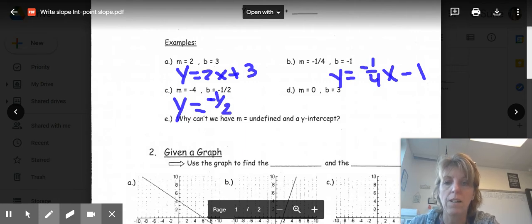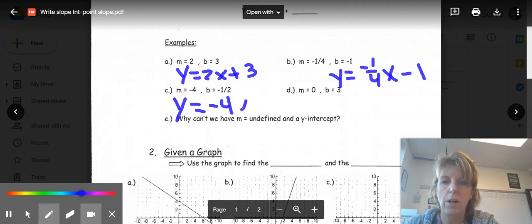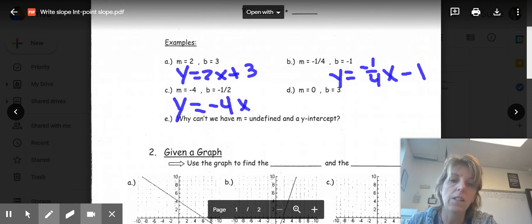So we have negative 1. Whoops, sorry, I did that backwards. Let me erase that. My slope is negative 4, so it's negative 4x. And if the y-intercept is negative 1/2, we just simply say minus 1/2. So easy enough as that.